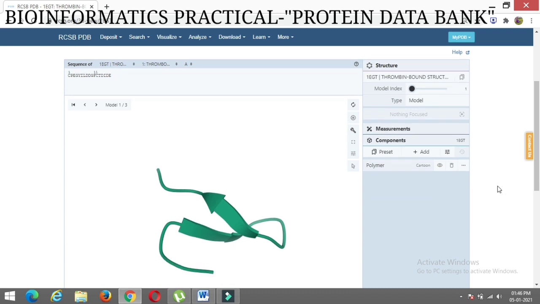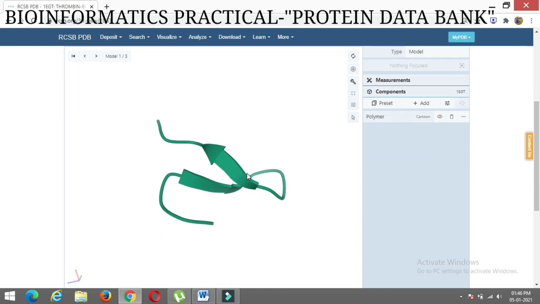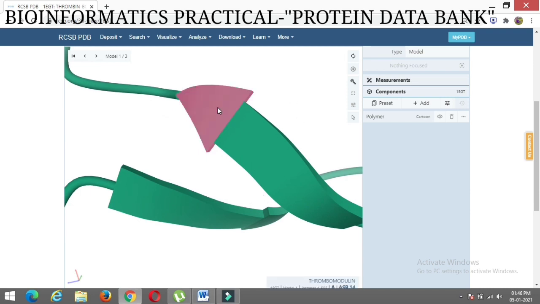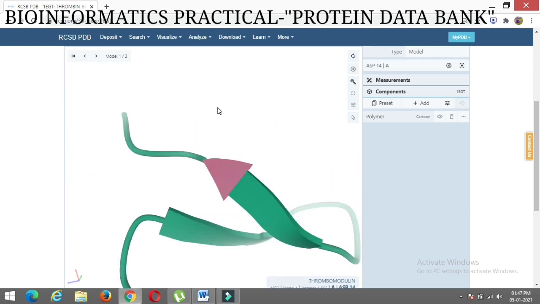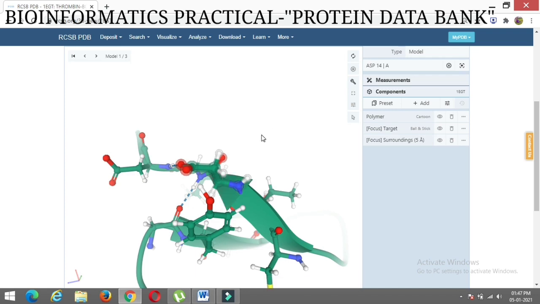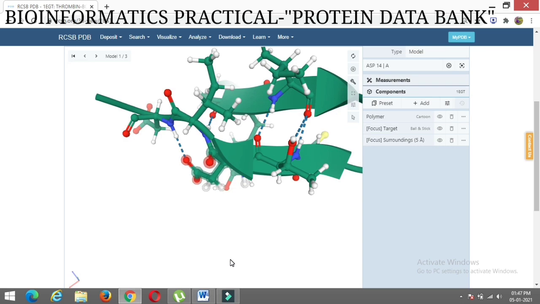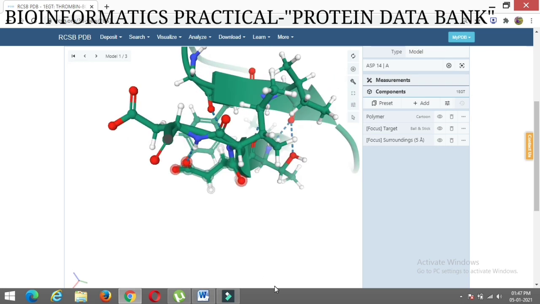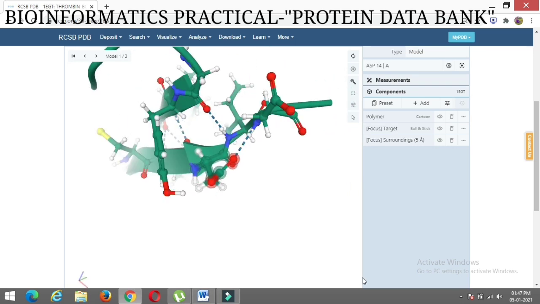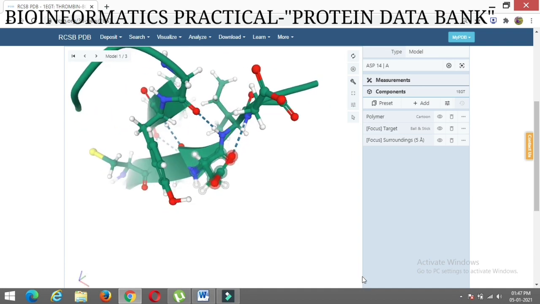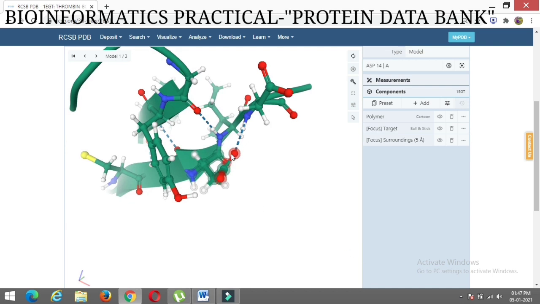And these are the sequence of this protein structure. An important part is that if you click on this part, you can see its atomic structure. After clicking on this portion of the beta pleated sheet, you can see the atomic structure of that portion on the screen. These are the atoms and the bonds between them in that beta pleated sheet.